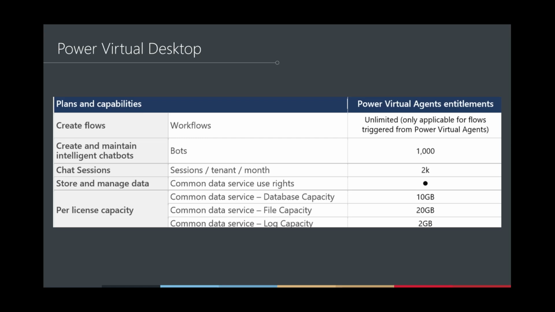But obviously done at a tenant level as opposed to a per user level. It's £750 per tenant per month for that. But those are the actual use rights, or the capabilities, that you would get within that.